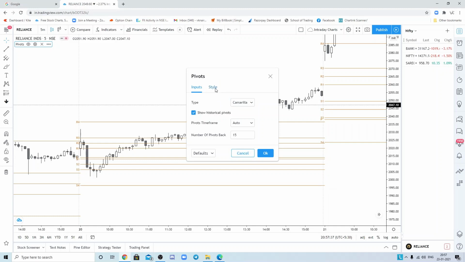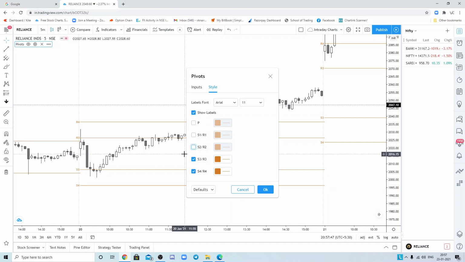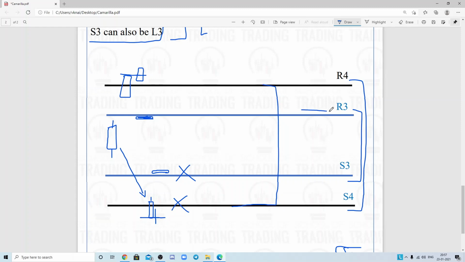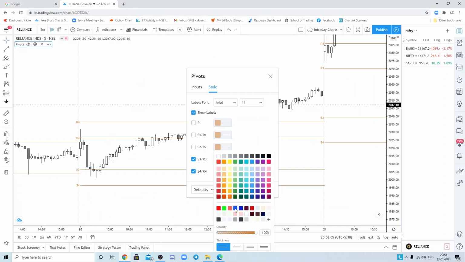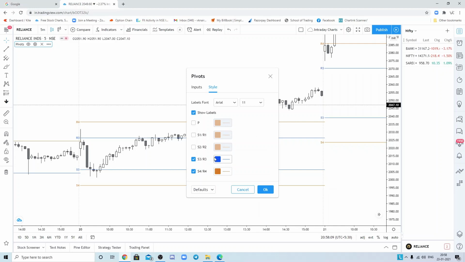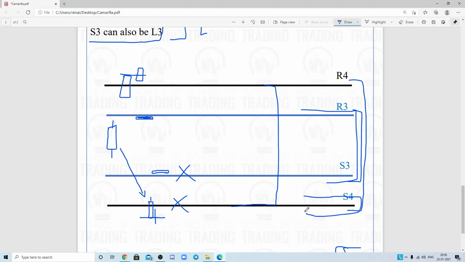Once you select the Camarilla, you go back to style. You don't need the pivot. You don't need the S1 R1. You don't need the S2 R2. What you require is only S3, R3, R4 and S4. So like I mentioned in this table, I have colored R3 and S3 in blue. So I will change the color into blue. Now I have selected blue for S3 and R3. And for S4 and R4, I'm going to select black color like I have mentioned over here. So now you have two different colors for the 3s and 4s. 3s are blue in color and 4s are black in color.